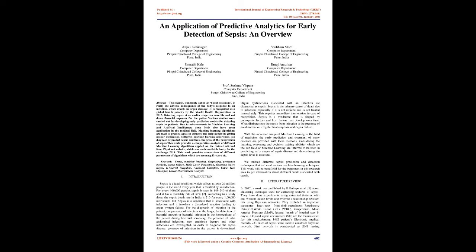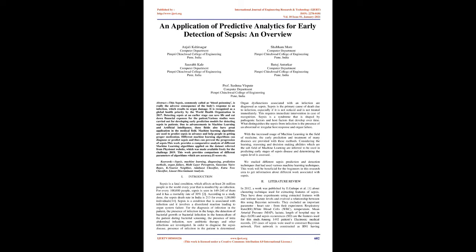Detecting sepsis at an earlier stage can save lives and cut down financial expenses for the patient. Various studies were carried out for developing early prediction models for detecting sepsis in patients. Due to advancements in machine learning and artificial intelligence, these fields also have great application in the medical field. Machine learning algorithms are used to predict sepsis in advance and help people in getting proper medication. Different machine learning algorithms can diagnose or predict sepsis and thus can prevent the progression of sepsis.